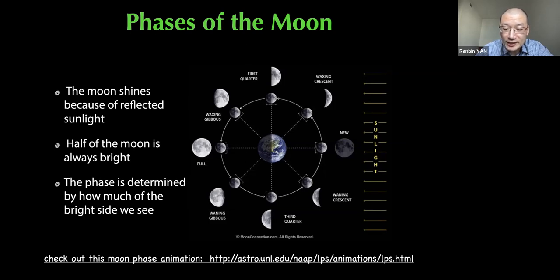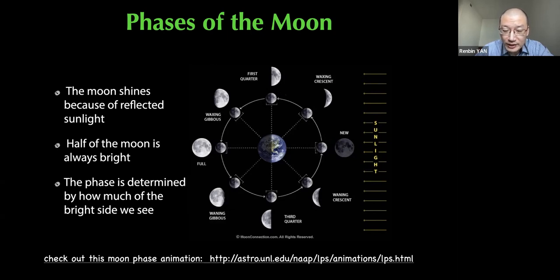It's not that the moon is only illuminated by this much. Half of the moon is illuminated by the sun, but we cannot see that whole half. We can only see a tiny fraction of that illuminated side. We can only see a tiny fraction of the sunlit side of the moon.